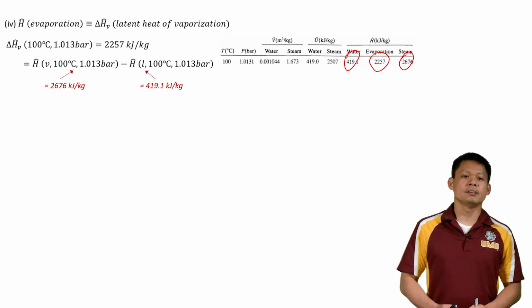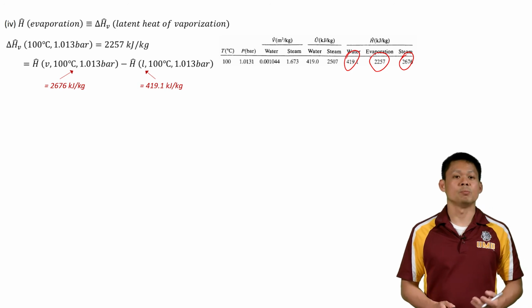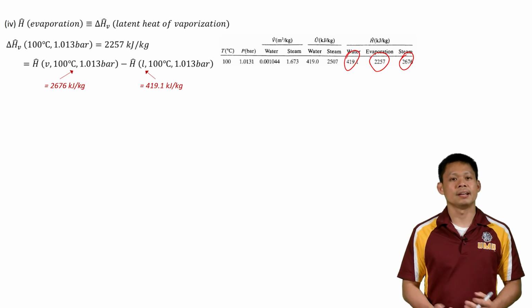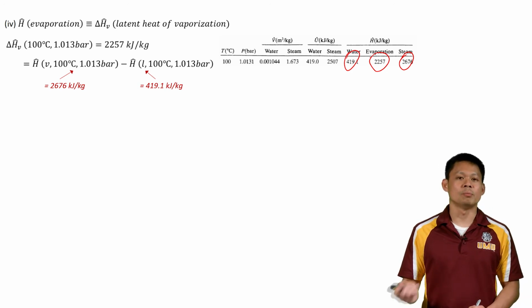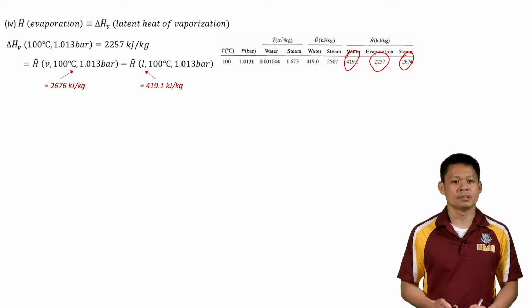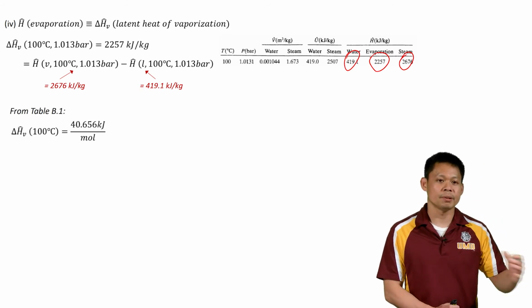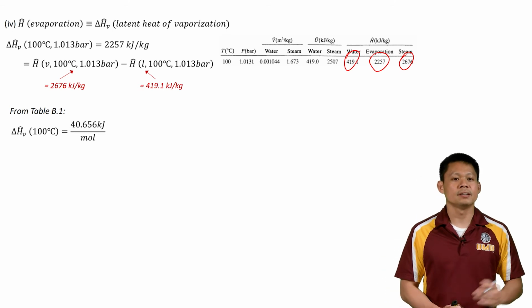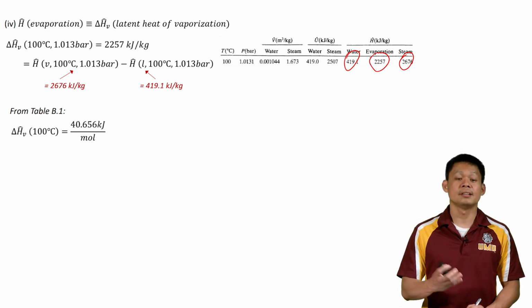The other source of latent heat of vaporization that we can look up is in table B1, and table B1 gives the latent heat of vaporization at the normal boiling point, which is at 1 atmosphere. So from table B1, you can flip open to that, look up water. The latent heat of vaporization at 100 degrees C, in this case, is given in kilojoules per mole. So we have 40.656 kilojoules per mole.